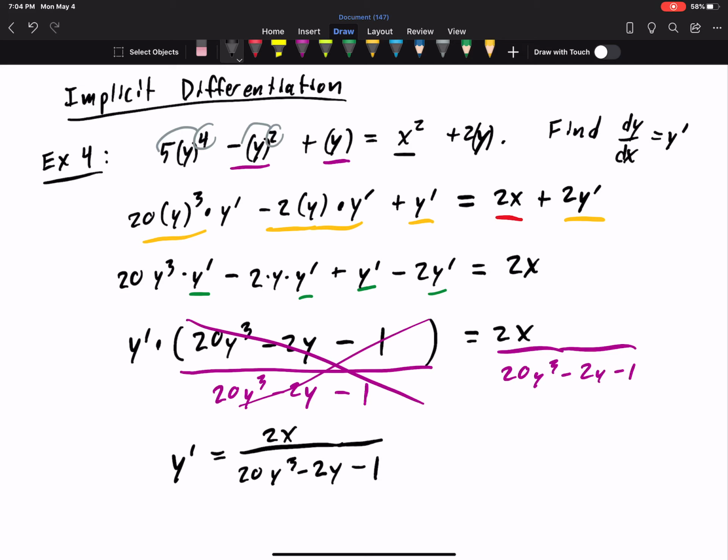Yes, we did this for y prime, but y prime is also equal to dy/dx. So you're good there. The same method applies. Doesn't matter if you ask for dy/dx or y prime or f prime. Same thing. Just set it equal to what it needs to be at the end. So that was example number 4.